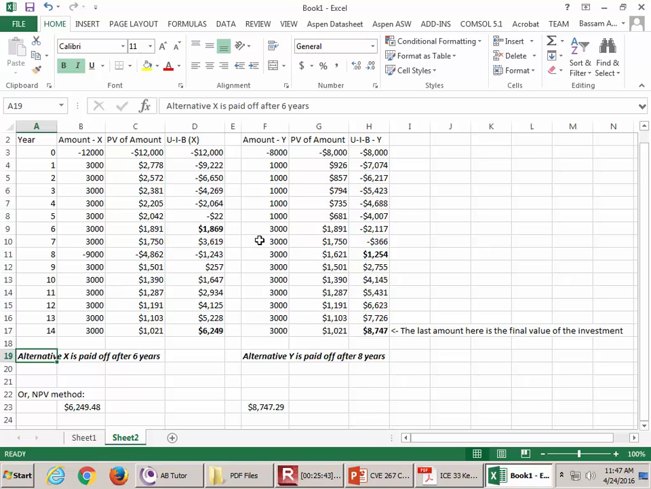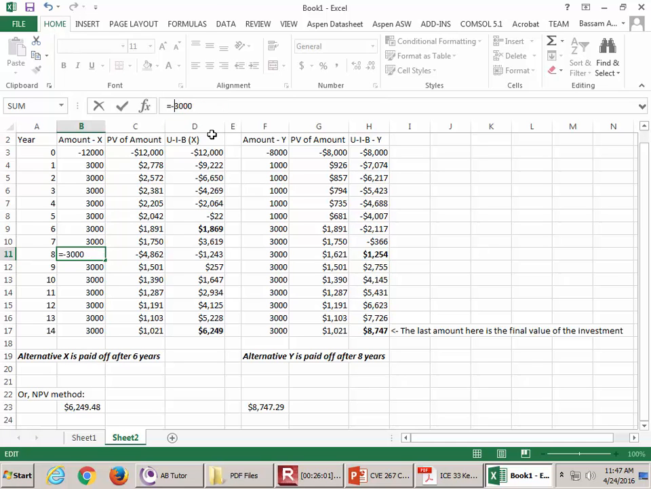But what that ignores is the fact that item Y lasts longer. So item X has to be purchased again. And let's see, did I put the amount in the right? No, looks like I put it in the wrong year. I need to put it in year 7, not in year 8. Here it is, so minus. All right. Yeah. So we have to buy the item again at the year 7 to go through a second cycle.